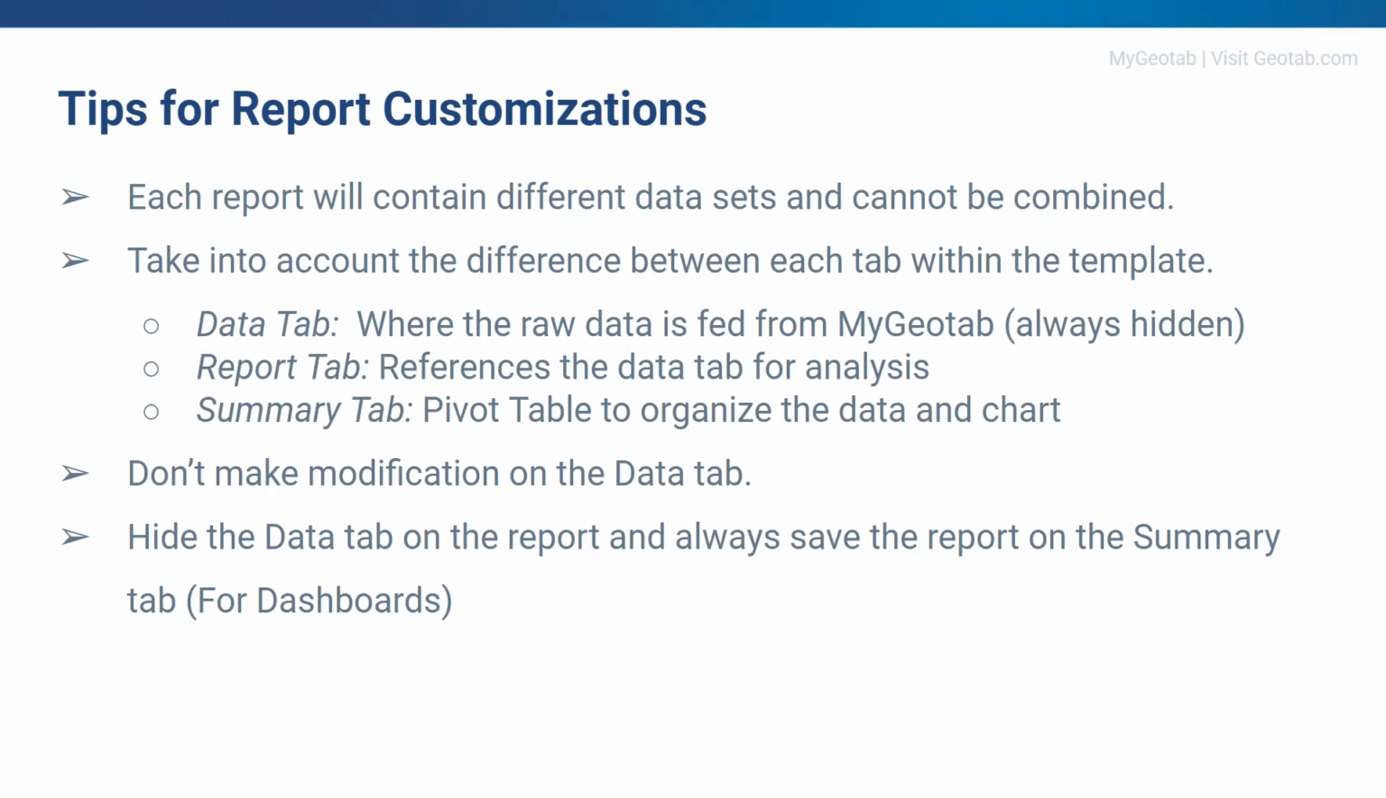So always make sure, if you want to unhide the data tab, don't make modifications on that tab, and hide the tab once you complete your customizations on the report. The report tab is usually where you do the analysis, and the summary tab is more to organize the data and also to create charts if you want them to populate in your dashboard. If you have that type of report for your dashboard, always make sure to save the report where the graph is so the dashboard is able to capture the graph.